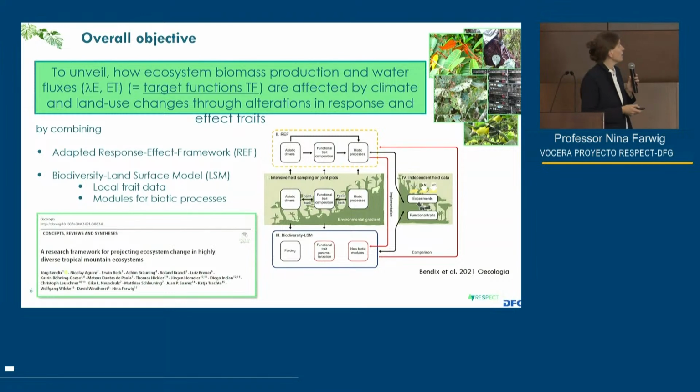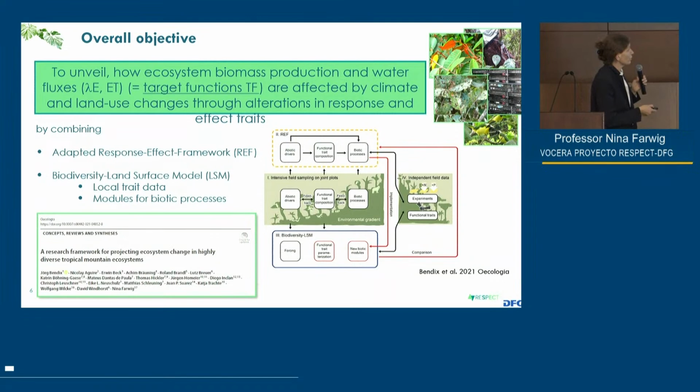We had the aim to unveil how ecosystem biomass production and water fluxes as major important ecosystem services here for Ecuador are affected by climate change and land use change through alterations in response and effect traits. And for that, we had the aim to look at, on the one side, traits and use an adapted response effect framework. And the second point is the biodiversity land surface model, which includes local trait data and also modules for biotic processes. So in general, our framework is comprised of 4 major elements.